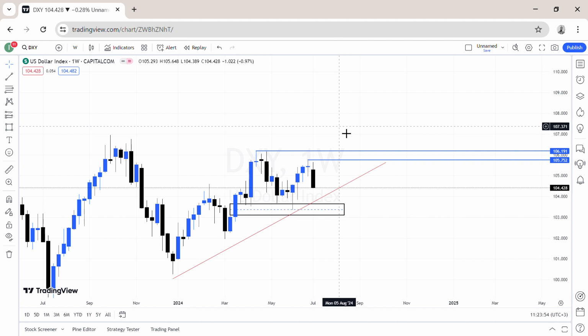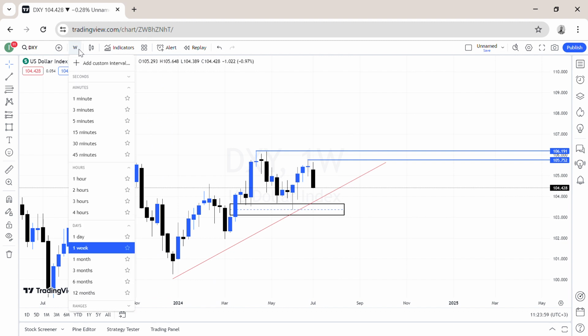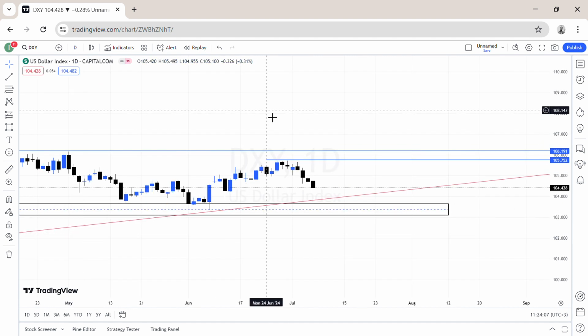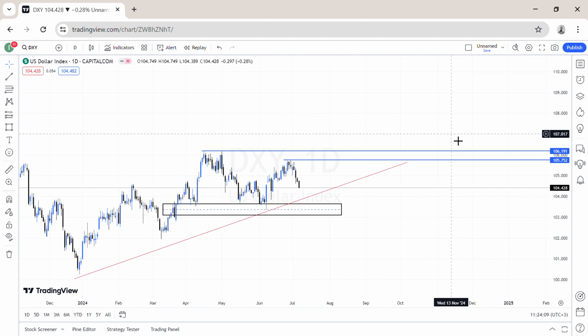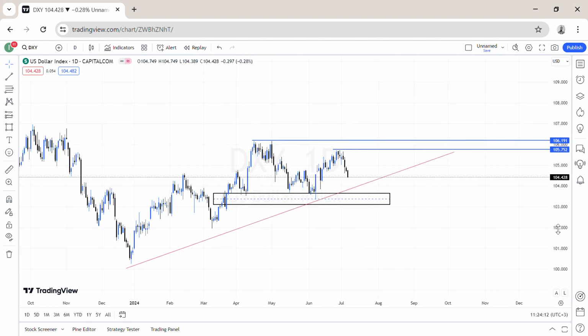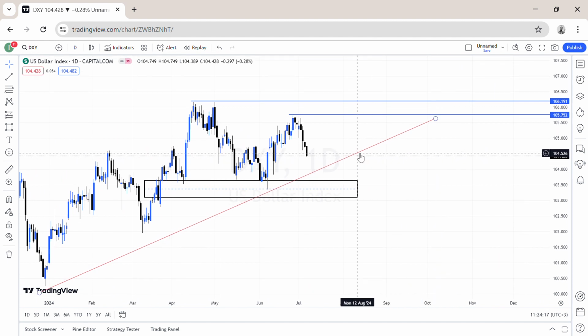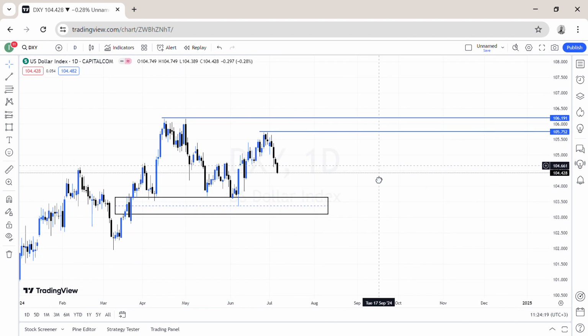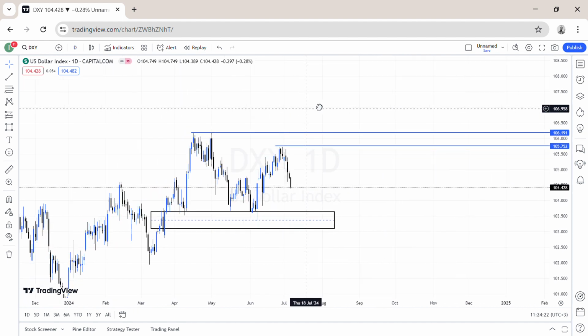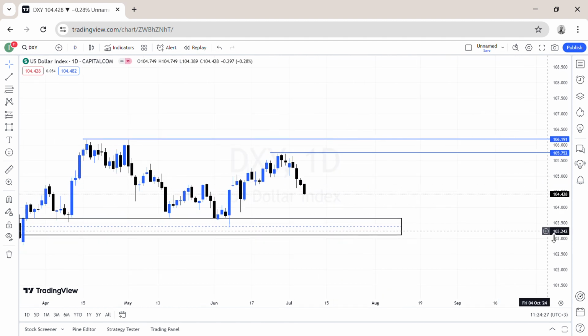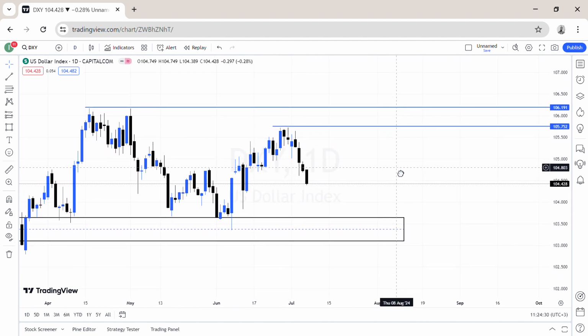what do we have on the daily chart? So let's go to the daily chart. Let's see what the daily chart has for us. For the daily chart, this is what we have. So let me just zoom. For the daily chart, let me remove this again.